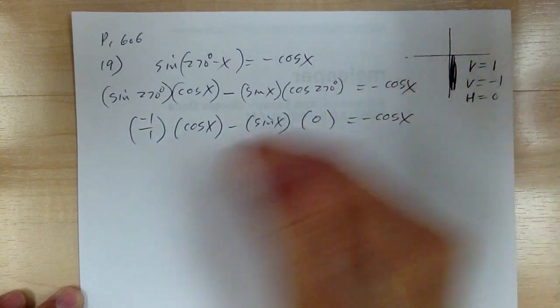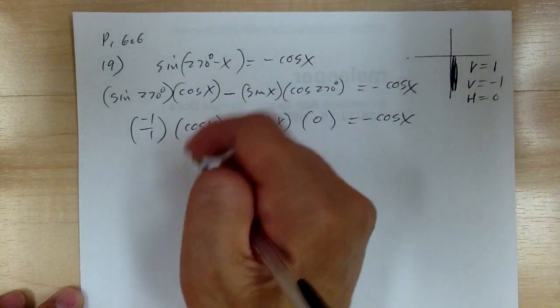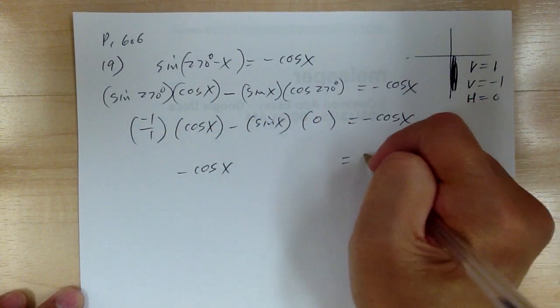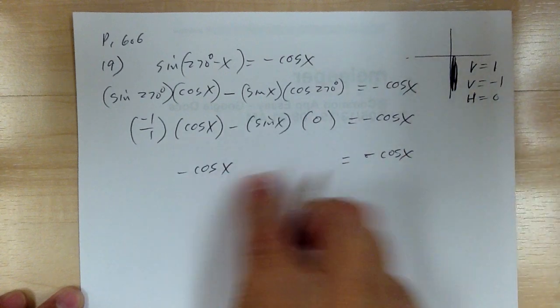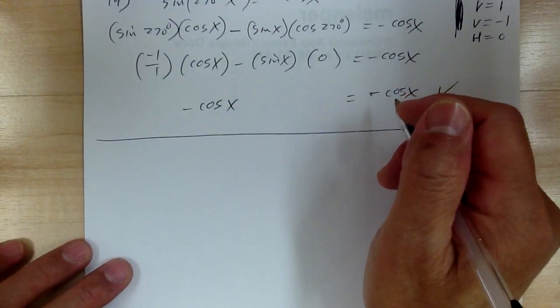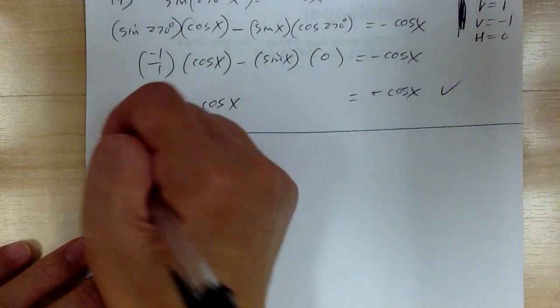Now go and work it out. This will give you negative cosine x. 0 times whatever is 0, so it's gone. Both sides are the same, so you put a check mark and that's it. Okay, let's go to 21.